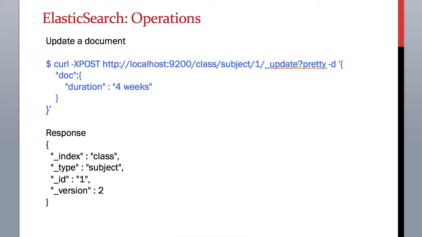If you remember from our write operation demo, we had created a document with ID 1 under subject, type, and index class. Now in this exercise, we will add a field to that existing document, and the field will be of type string and its name will be duration. Okay, so let me bring the terminal up.